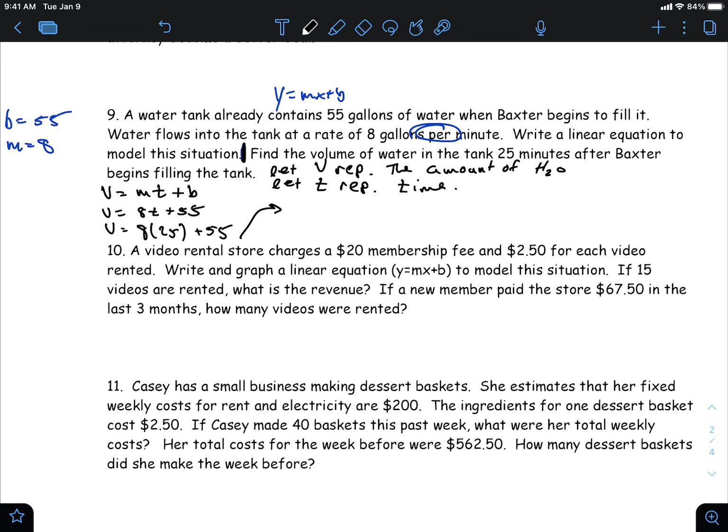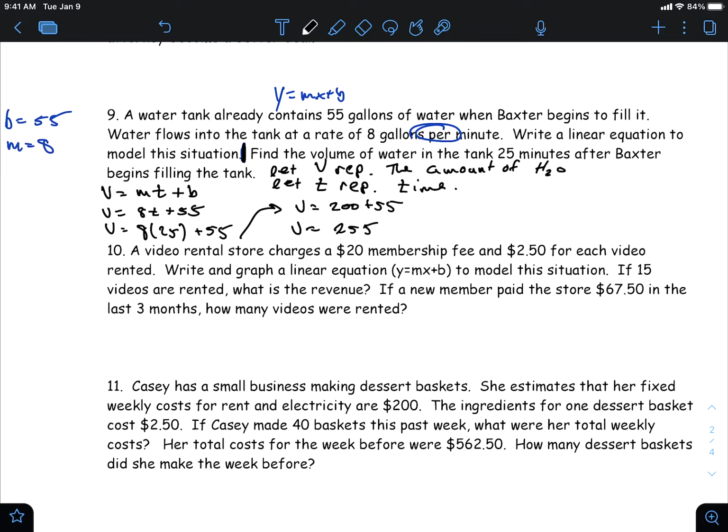8 times 25, well 4 times 25 would be 100. 8 times 25 would be double 100, would be 200, right? 200 plus 55, so the volume is going to equal 255. Be careful, because I almost guarantee if you write down the wrong unit, IB is going to nail you.